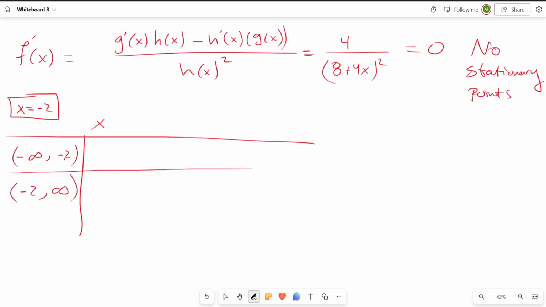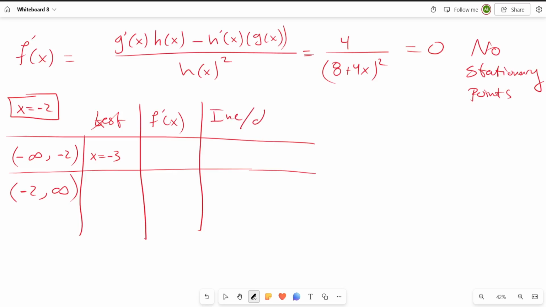So any point on this interval, let's say negative 3. This is a point on this interval. And over here, let's say that x equals negative 3. This is our testing point. Okay, so this is the test point. And this over here is going to be f dash of x. We want to know the sign of f dash of x. And after that, we will determine if it's increasing or decreasing.